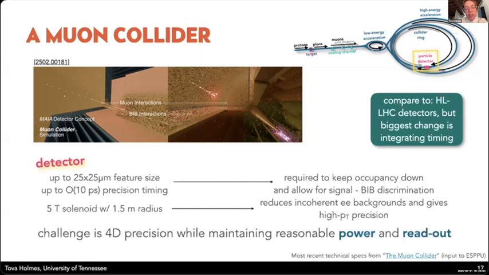And the detector has a lot of similar components to what we're building for the HL-LHC and the CMS and ATLAS detectors, but the biggest change is integrating timing into all of these layers. So the challenge is maintaining reasonable power and readout while you're adding all these things together.